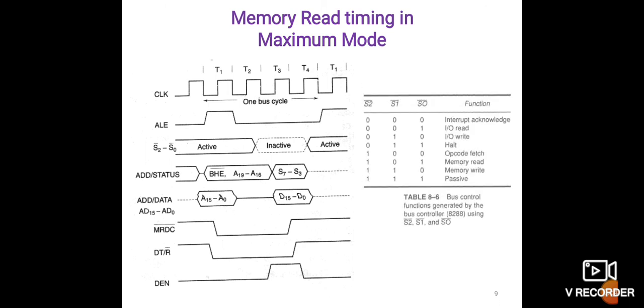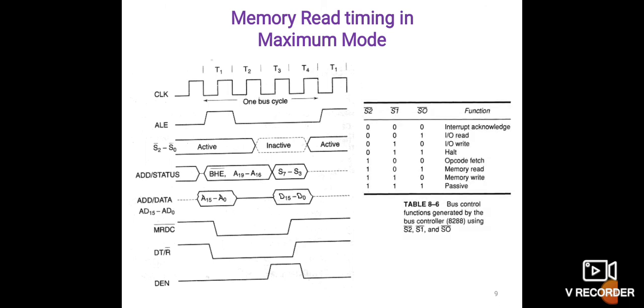And coming to the next one, here S2, S1 and S0 will tell you what type of function is being performed. It's an interrupt acknowledge, IO read or IO write, whether it's a halt or an opcode fetch, a memory read or memory write, or it is remaining passive.